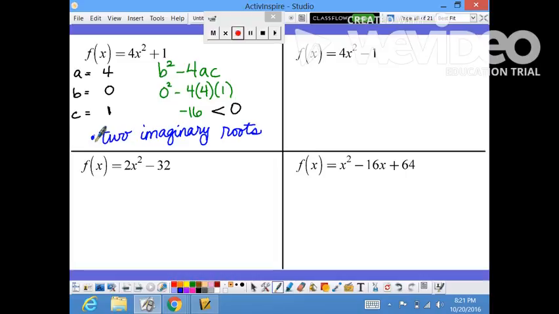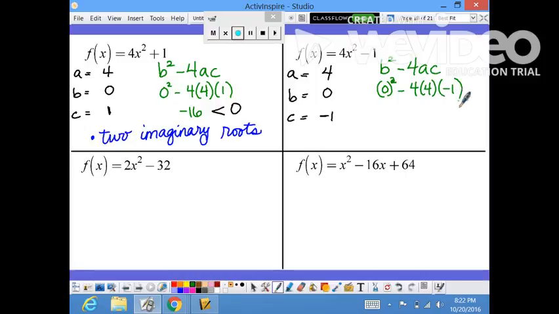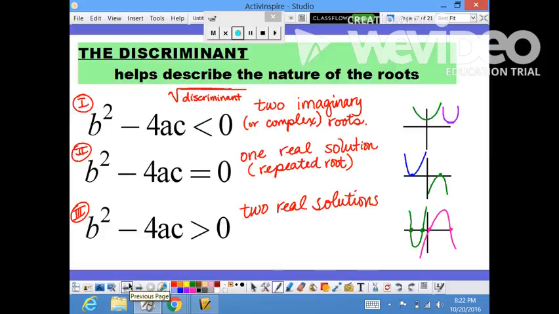Next problem, we have f of x equals 4x squared minus 1. Again, a equals 4, b equals 0, and c is negative 1. Let's plug it into our discriminant, b squared minus 4ac. So b is 0 squared minus 4 times 4 times negative 1. Negative 4 times positive 4 is negative 16, but that's being multiplied times negative 1, so that's actually positive 16. So 16 is greater than 0. If we look back at our cases, we have case 3. When b squared minus 4ac is greater than 0, you have two real solutions. That's how you describe that.